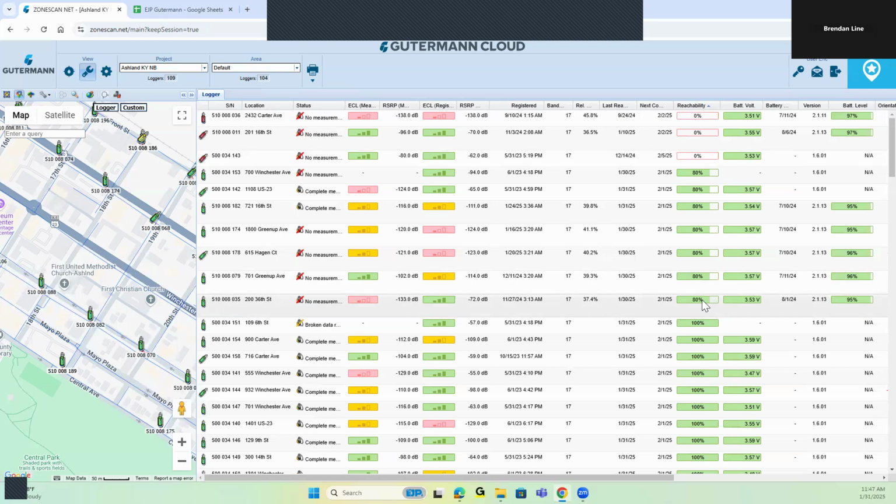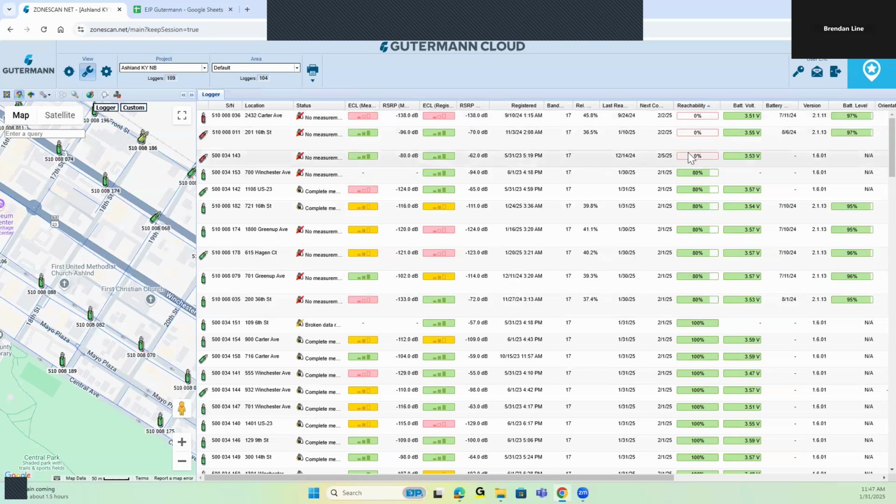So 80% is nothing to get alarmed about. There could have been some reason why that logger didn't report just one day. If it's a consistent thing where it's always 80%, maybe a plastic lid could help improve that case. But if it's 0%, these are the ones that need immediate attention.